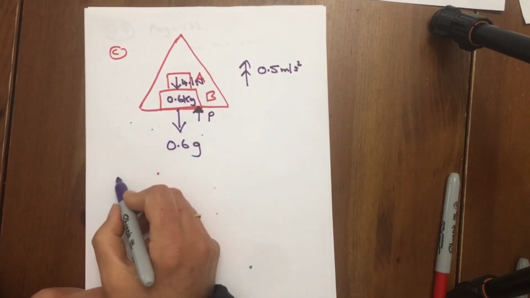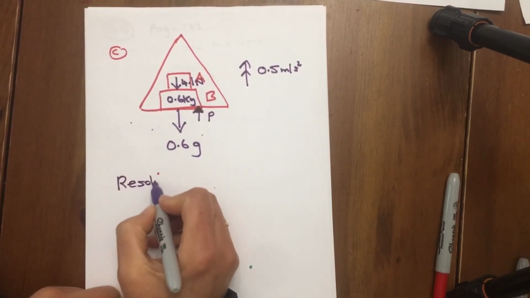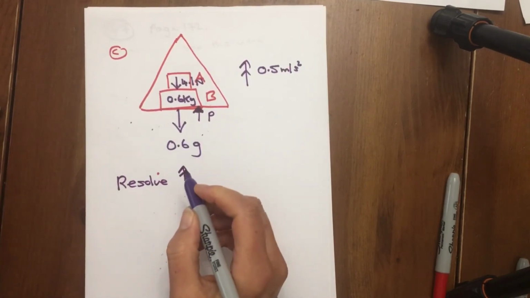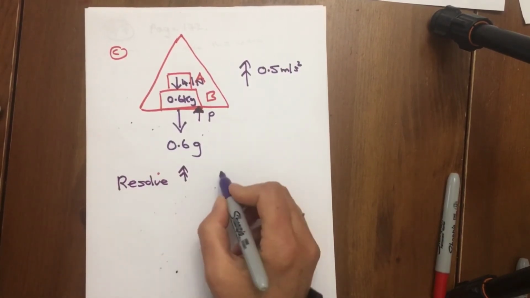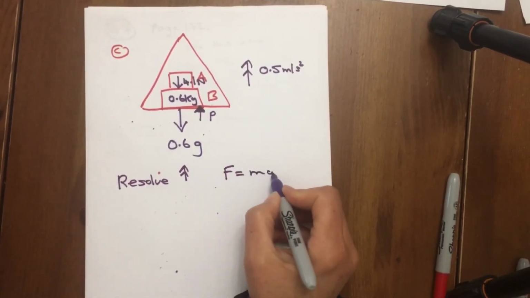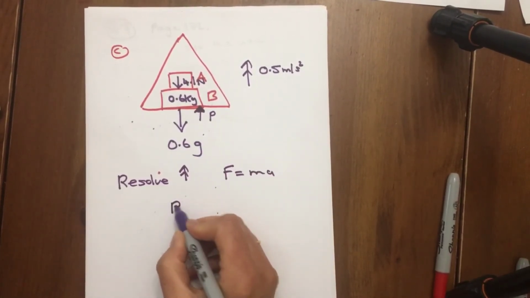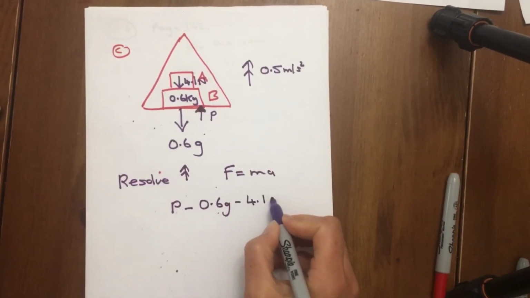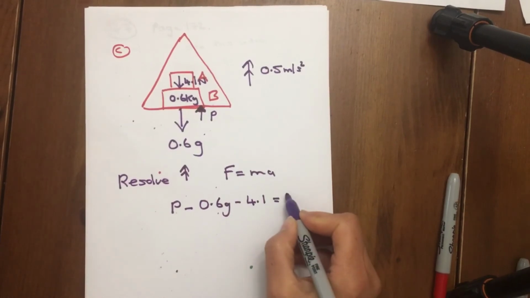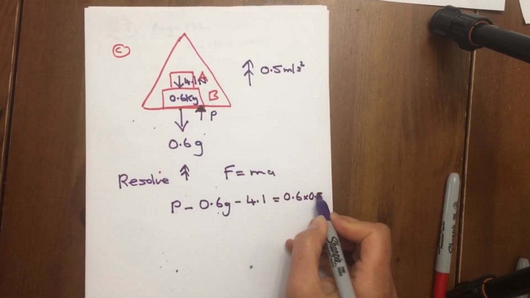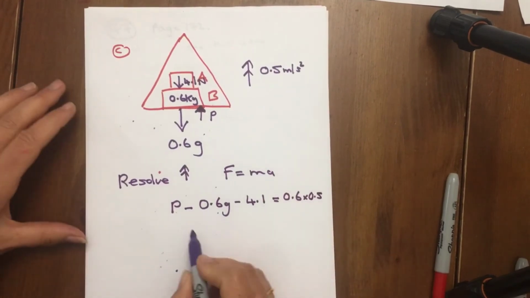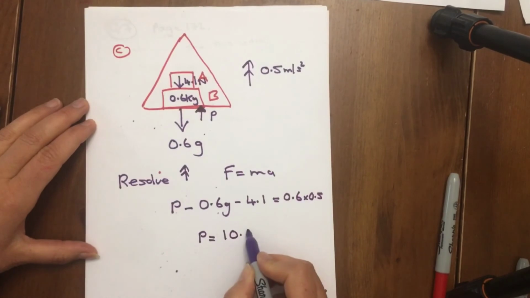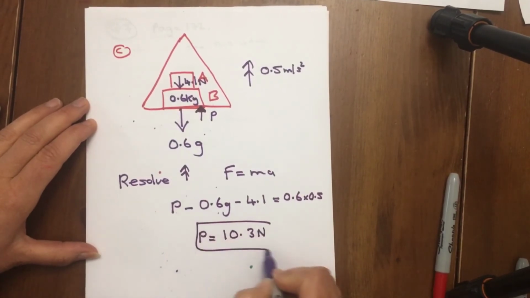So if I resolve on B vertically upwards, I have F equals ma. Forces going up will be P. Forces going down are the weight and 4.1, equals the mass times the acceleration. And if I work all of that out, I will get P to be 10.3 newtons.